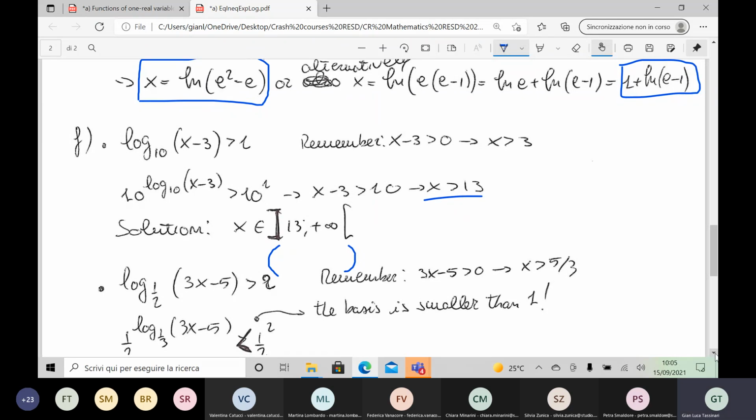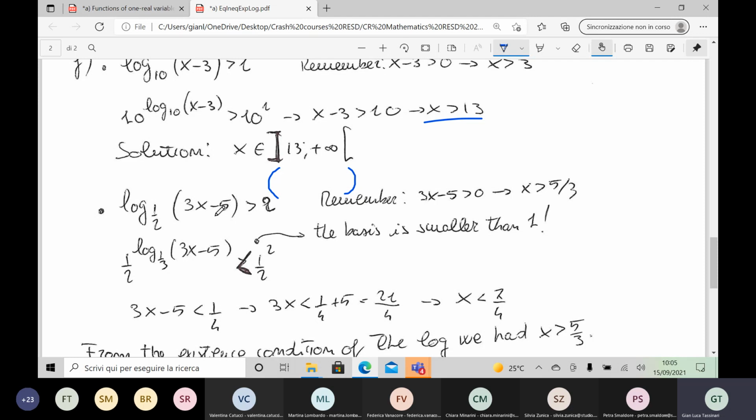Logarithm with basis 1 over 2 of 3x minus 5 greater than 2. Now, again, you want to get at the end x smaller or greater, not equal, because you don't have the equality of something. However, x is in the argument of the logarithm. We want to isolate the argument and to make the logarithm disappear. What is convenient to do? Again, exponential transformation with basis 1 over 2. So I take the exponential transformation of both sides with basis 1 over 2.